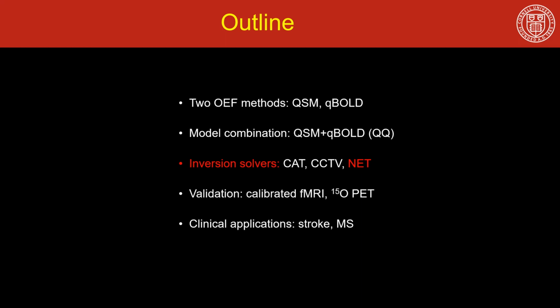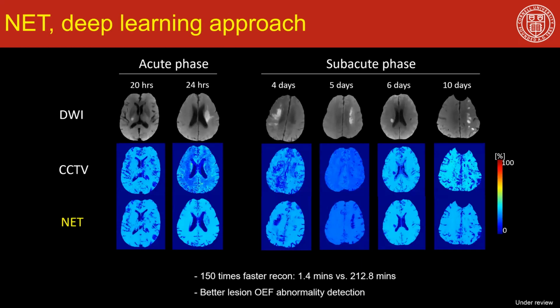Deep neural networks have been applied as an alternative to the iterative method for solving inversion, as they can approximate any continuous function with a sufficient number of free parameters. So we use an established deep convolutional neural network architecture, UNet. It provided better lesion OEF abnormality detection with 150 times faster reconstruction speed.